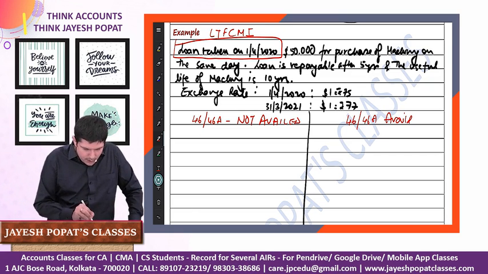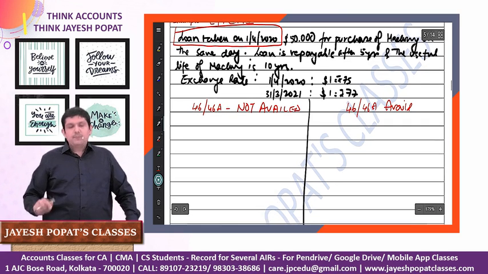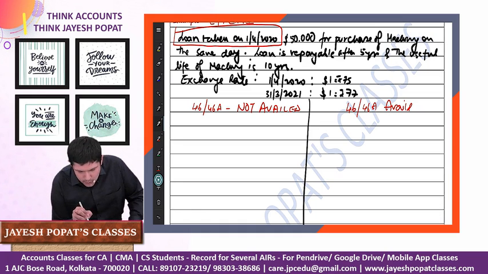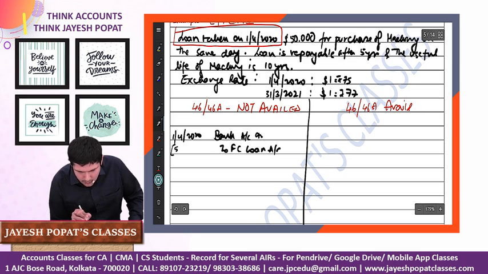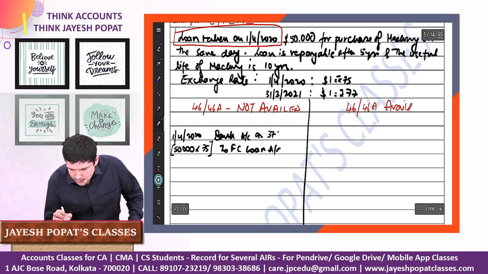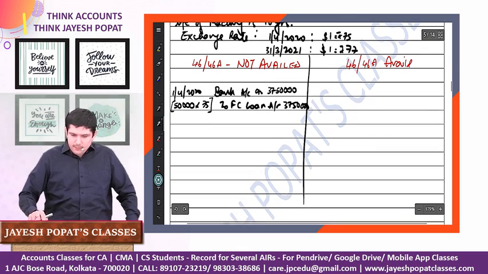Let us do the accounting under both the scenarios, right? This will clarify the entire scenario in front of you. So we'll say on 1/4/2020, bank account debit to foreign currency loan, because first the money will come into our account. So we'll say 50,000 into, the rate is 75. So we will say 37 lakh 50,000 is the amount in INR terms which came to our bank account, right?